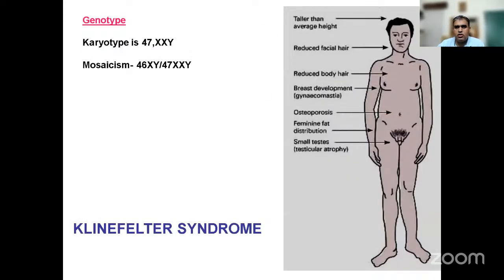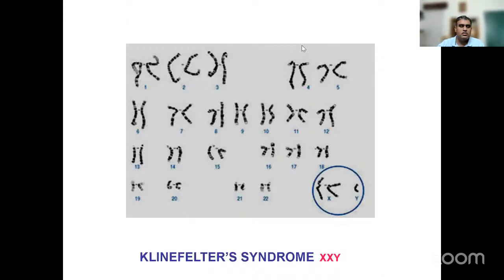So it does include taller than average height, reduced facial hair, reduced body hair, breast development, osteoporosis, feminine fat distribution, and small testes. Guys, just see all these features being shown. It is not that it is 100% Klinefelter only. You have to go for karyotyping and other genetic tests to determine whether it's a syndrome or not, because some things are quite overlapping in a human population of millions and billions. I hope you're getting the point. Diagnosis is confirmed by karyotyping and genetic testing only. You can't label anyone before that.